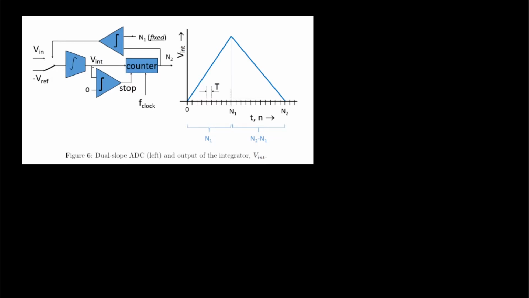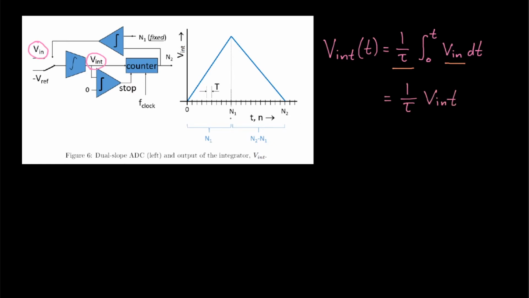We can start doing this by looking at the behavior of the output voltage of the integrator. We know that in the first phase we integrate the input voltage for N1 clock cycles at a frequency of f clock. We can describe this voltage with an integral with a certain factor 1 over tau, which is just a constant factor, multiplied by the integral from 0 to t of Vin. Since Vin is a DC voltage, this integral can simply be rewritten as a multiplication with time.